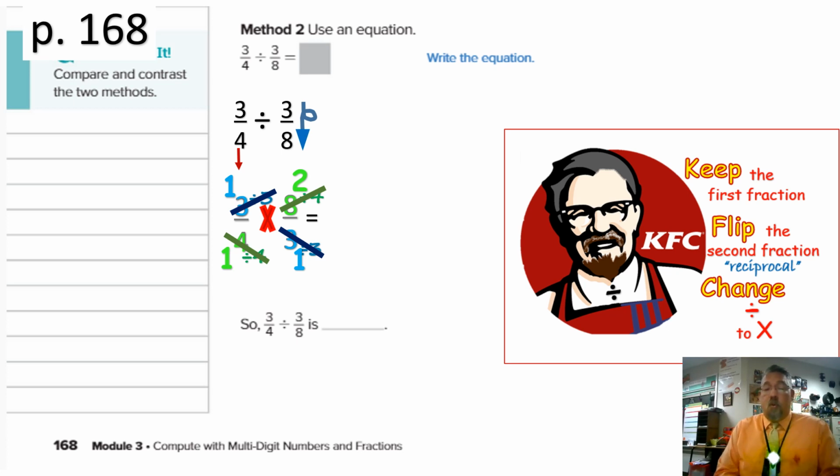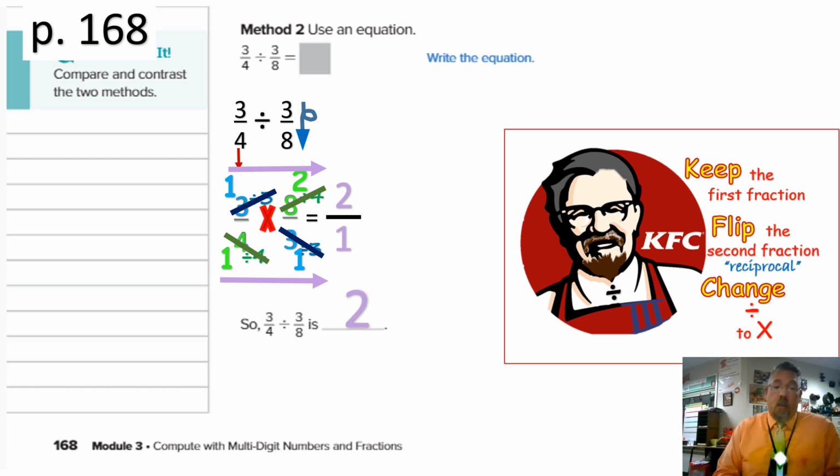That leaves me with just multiplying across, which I get 2 over 1. And we know anytime we have a whole number over 1, it just becomes that whole number. So once again, we're proving that by doing all of the division of the small boxes, they got 2. If I just simply follow the pattern of KFC, I will get 2 as well.